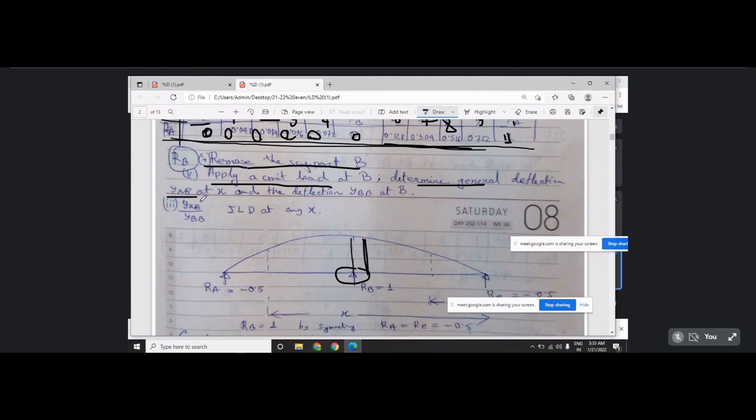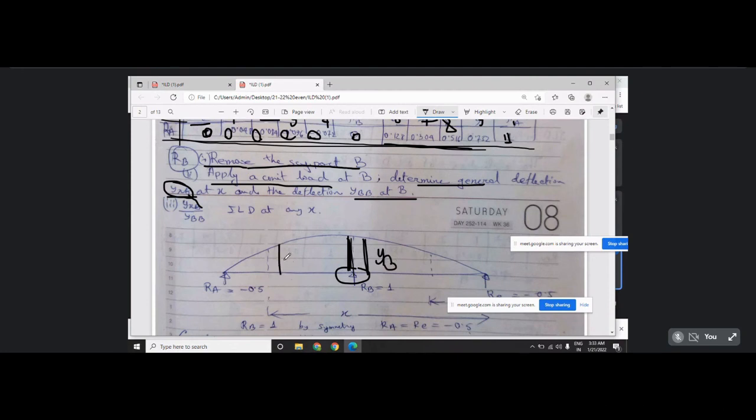Suppose here it is YXB. YXB denotes that at point X you are measuring the deflection and the load is applied at B. And YBB at B means that the deflection here is YBB. Actually you have to divide YXB by YBB.